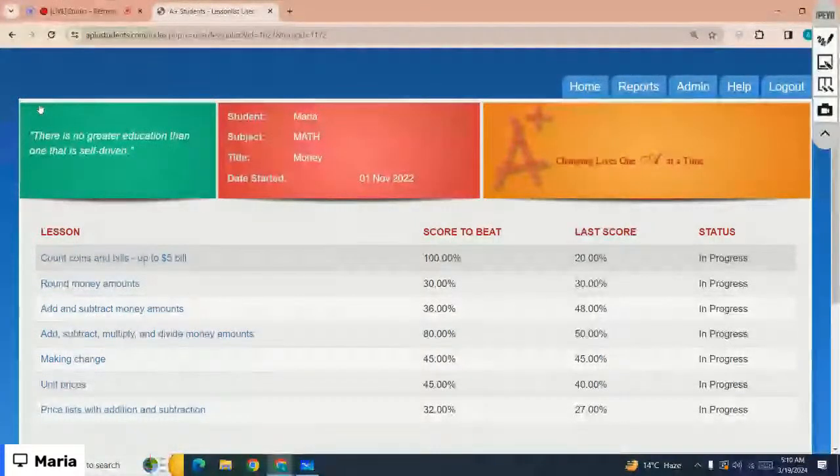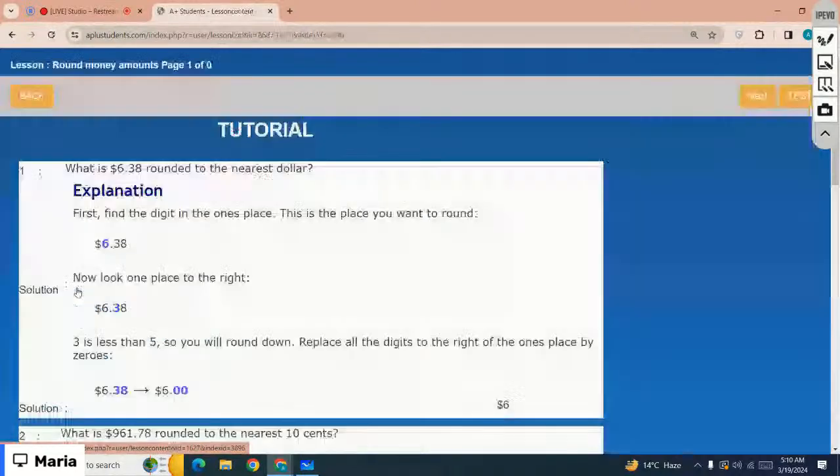The next lesson is round money amounts. Okay, great. Rounding money amounts is exactly same like you round off the numbers, right? So if you remember how to round off the numbers, then that would be very easy for you.